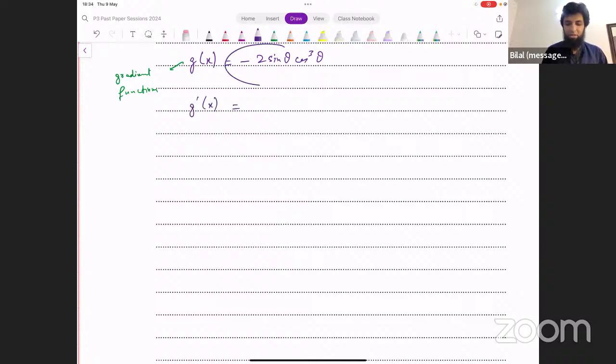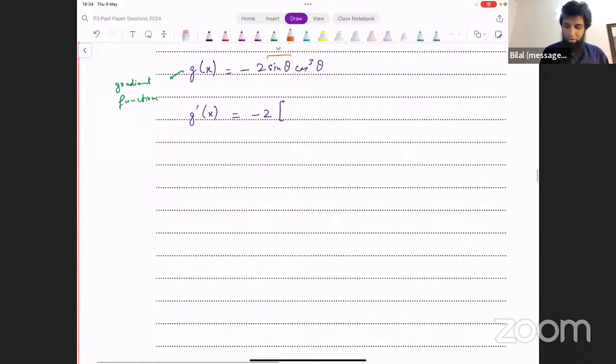What's that? It's a product. Minus 2 outside remains as it is. You apply the product rule here. You say this is u, this is v. So it's uv dash plus vu dash. U as it is, that means sine theta as it is, into derivative of cos cube theta.